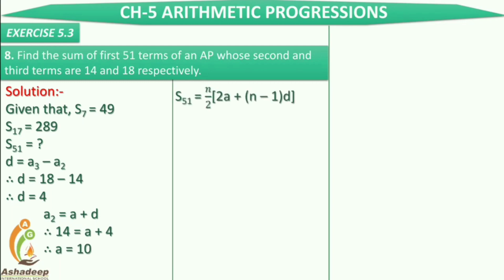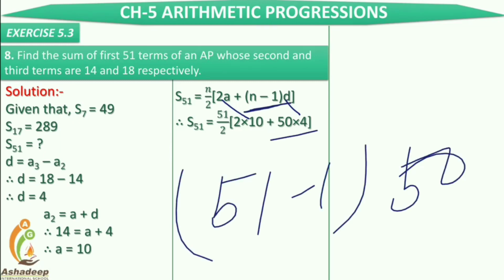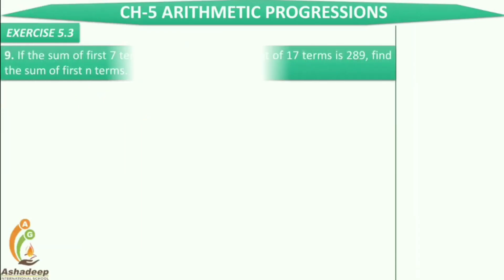Now Sn is equal to, see here we don't have the last term, so that's why we use this formula. Right, simply n is equal to 51, a is equal to 10, and d is equal to 4. n minus 1, that means 51 minus 1 is nothing but 50. So here it is 50 multiplied by 4. So here we'll see, 4 5s are 20, 2 10s are 20, and 51 by 2 as it is. If you simplify this, you will get this answer, 5610.